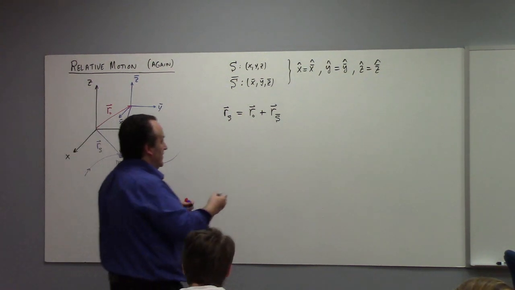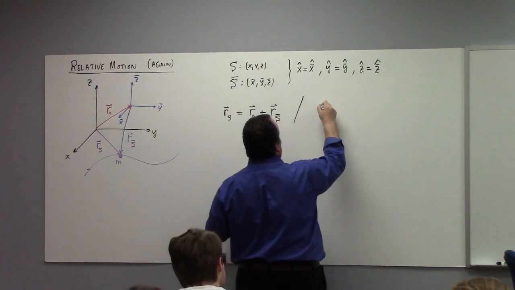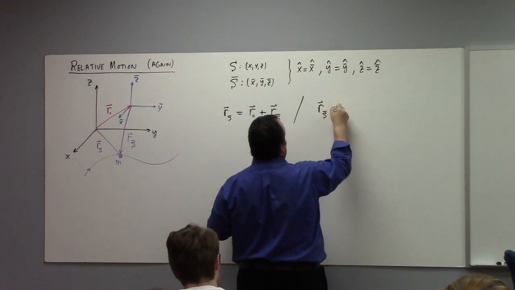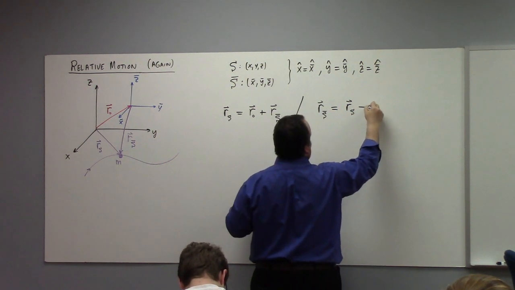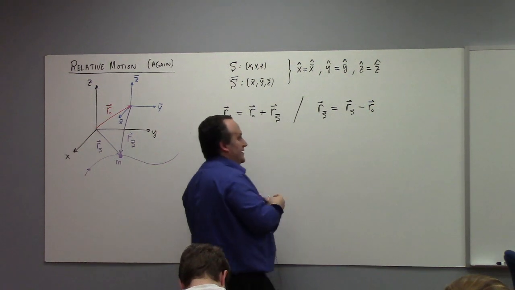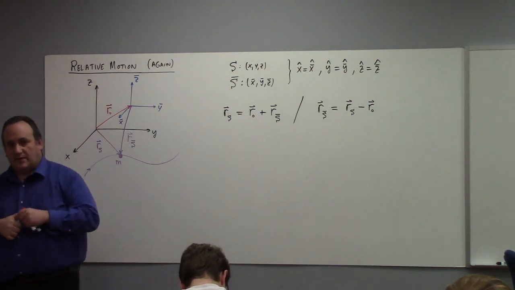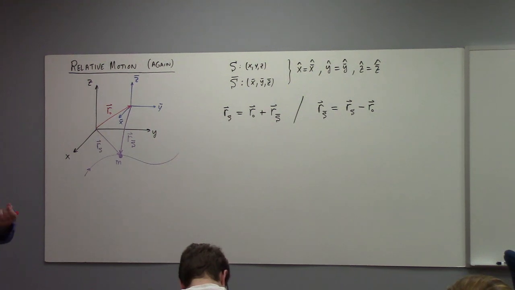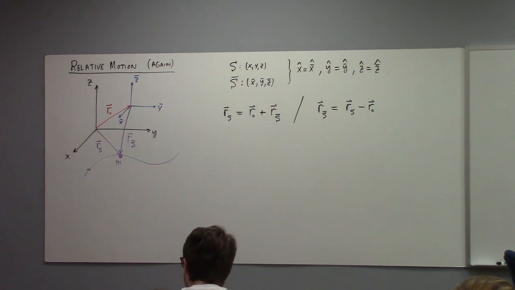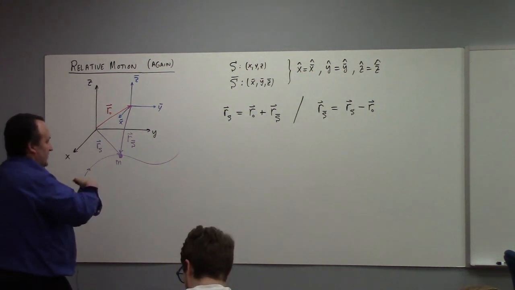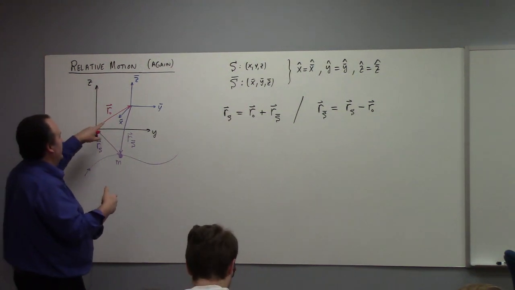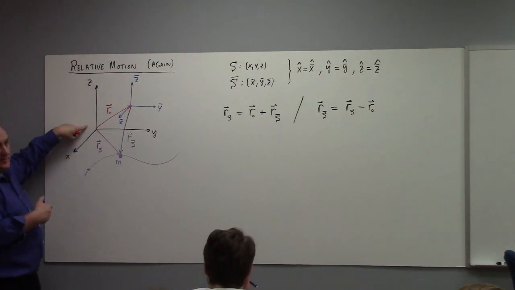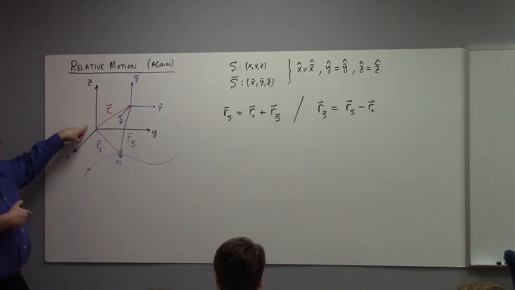Conversely, I could just as well write R sub S bar is equal to what? It's equal to R sub S minus R sub naught. I could also do that. I could describe the motion in the moving frame in terms of the given motion in the unmoving frame, minus the position of the origin. Notice that there's a complete symmetry here, because where is the origin of the S frame in terms of the S bar frame?